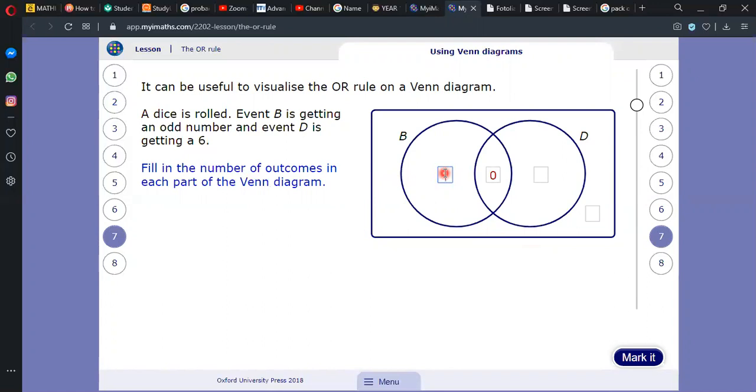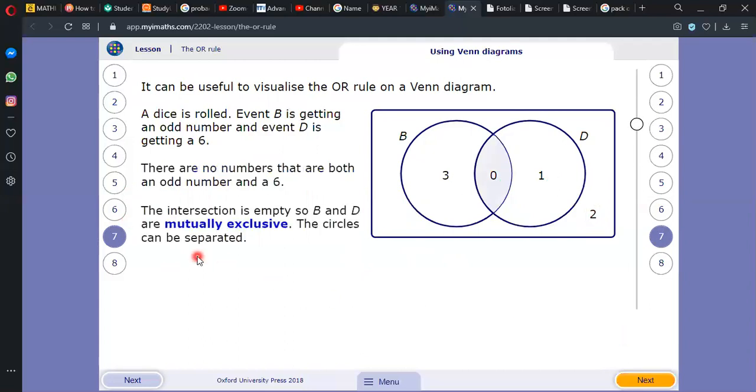And there are 3 odd numbers, so I put that for B. And there is only 1 six. I put that for D. Okay, let's take the total. The total number of possible outcomes should have been 6. So 3 plus 0 plus 1 is 4. So I should have 2 more remaining outside. And that is very correct.